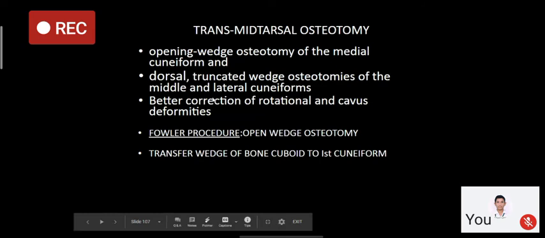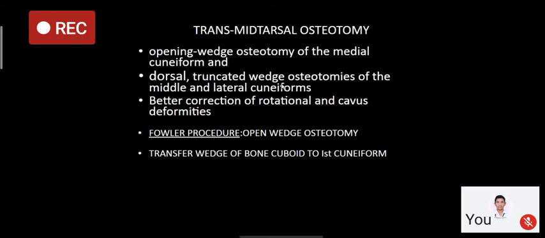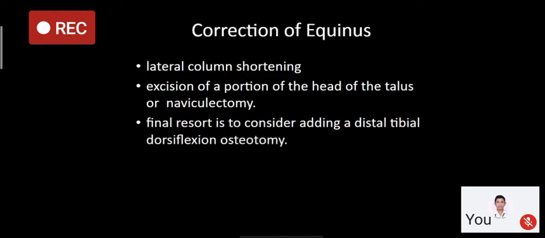Transmetatarsal osteotomies are for the cavus deformities. For the cavus deformities, metatarsal osteotomies, and then correction of equinus. We have seen the correction of adductus, and now correction of equinus. Equinus with lateral column shortening, excision of a portion of head of talus and navicular bone. So the final resort is to consider adding a distal tibial dorsiflexion osteotomy. Usually soft tissue correction can lead on to this, but for a bony procedure, we need to remove a portion of the head of the talus or navicular.